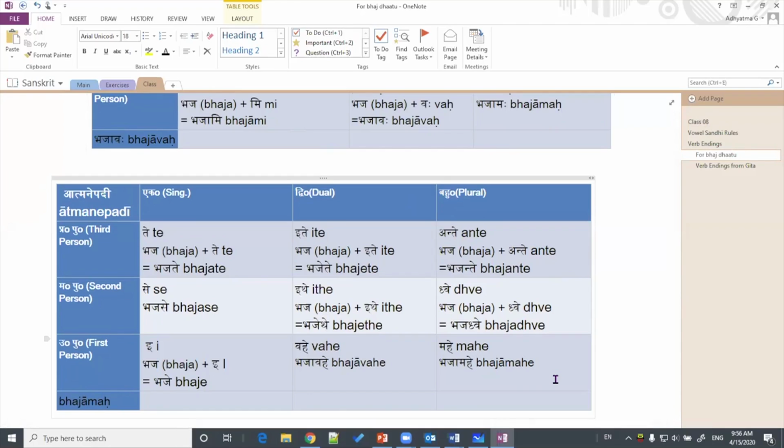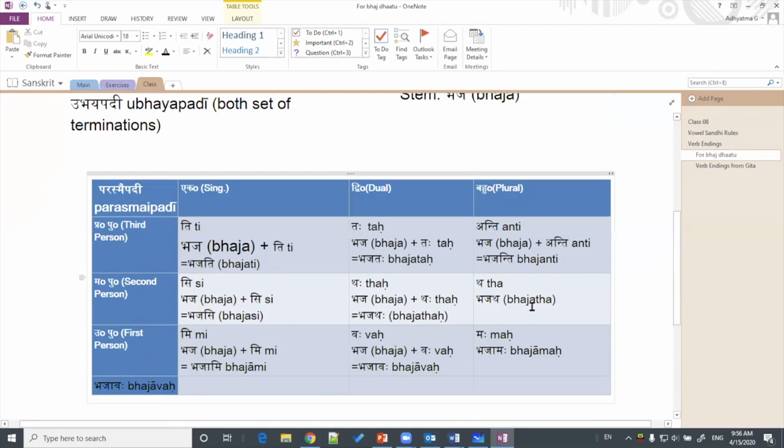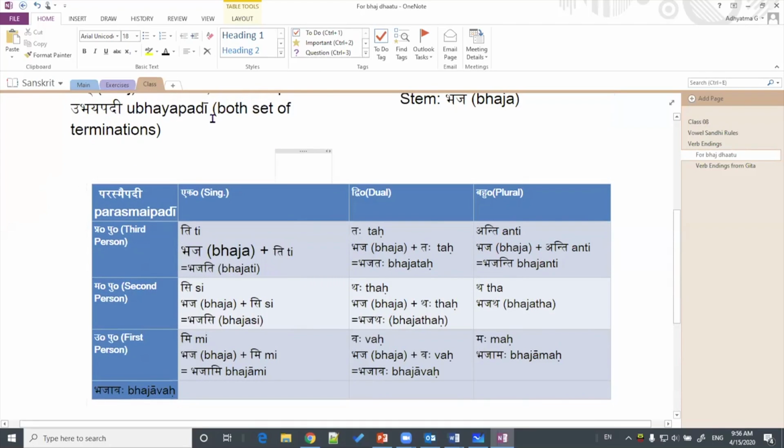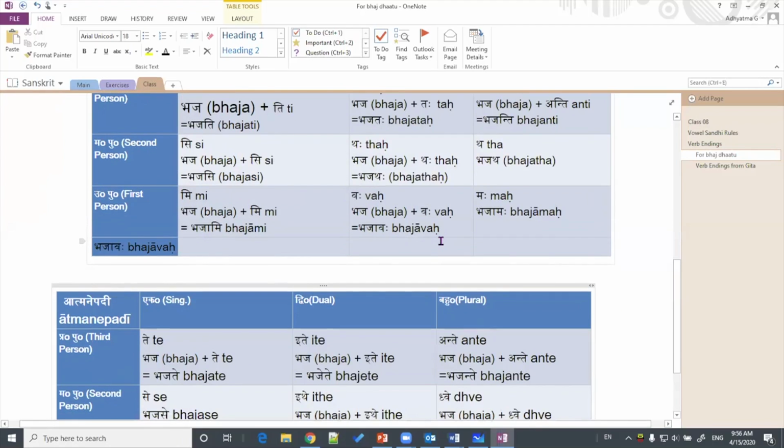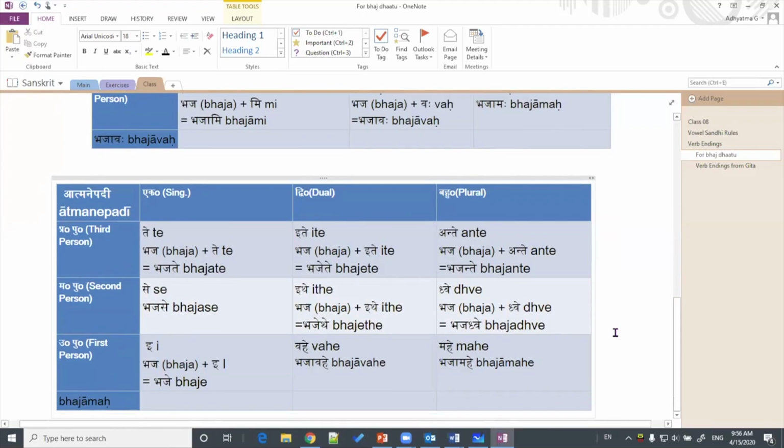Then you would say that in case of, and this only applies when the dhatu is ubhayapadi, means it is taking both sets of terminations. In that case, it is a choice of the author which one to use, because the distinction is kind of lost, that it is for other or it is for oneself.